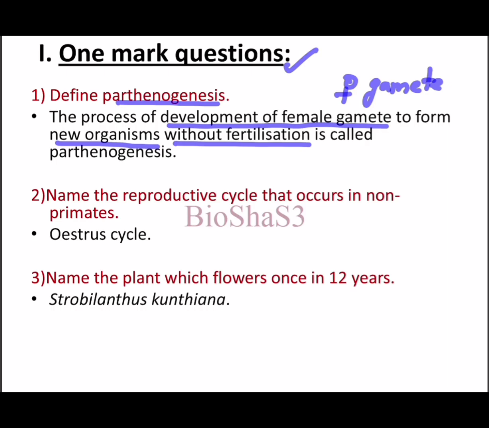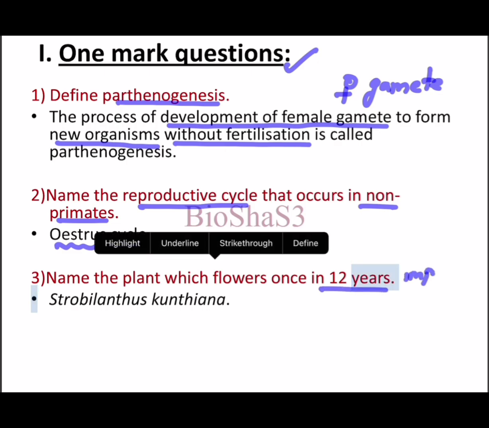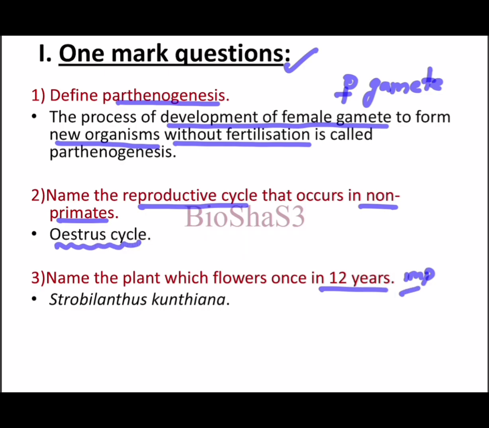Next, second question. Name the reproductive cycle that occurs in non-primates. So this is a direct question, that is oestrus cycle. Name the plant which flowers once in 12 years. This is very important question. Almost in all the question paper you might find the question. So that is Strobilanthes kuntiana.